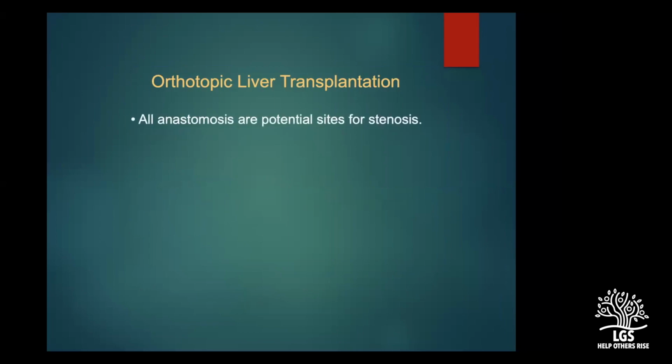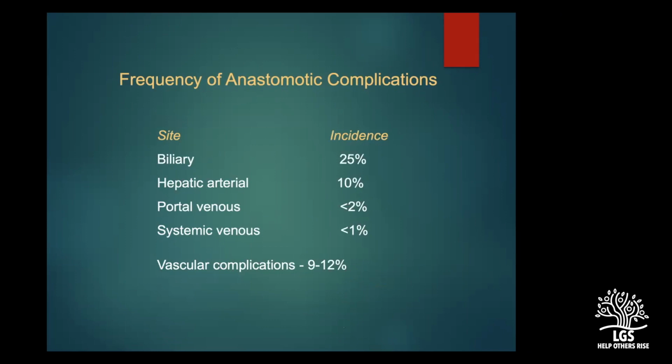Now, in terms of liver transplantation, all the anastomoses are potential sites for stenosis. If it is a vascular anastomosis, it can lead to stenosis or thrombosis. In terms of the frequency of anastomotic complications, biliary has a fairly high incidence, then comes the hepatic arterial, then portal venous, then systemic venous. Overall, the vascular complications contribute 9 to 12% of the complications.